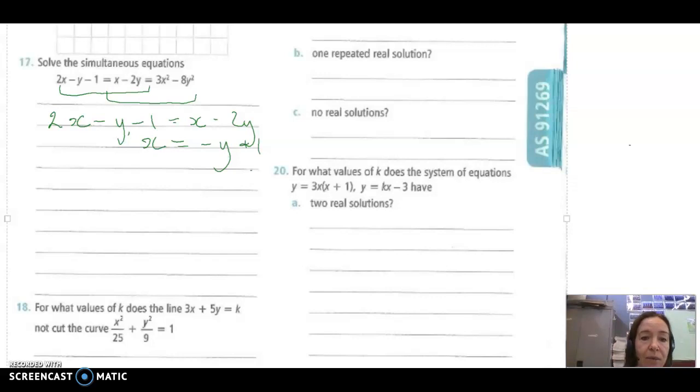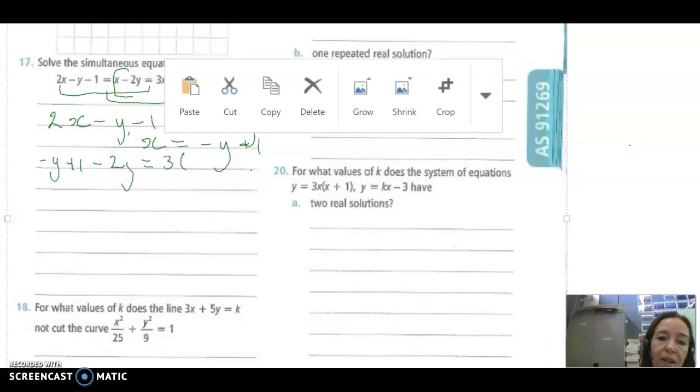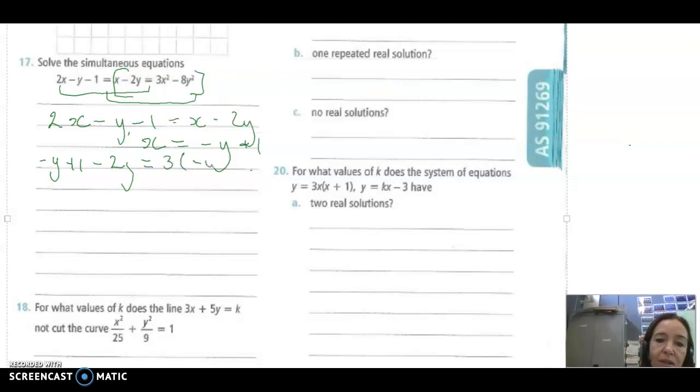And I'm going to substitute this into this bit of equation over there. So wherever I see an x, I'm going to put minus y plus 1. So it'll be minus y plus 1 minus 2y equals 3 times (minus y plus 1) squared minus 8y squared.